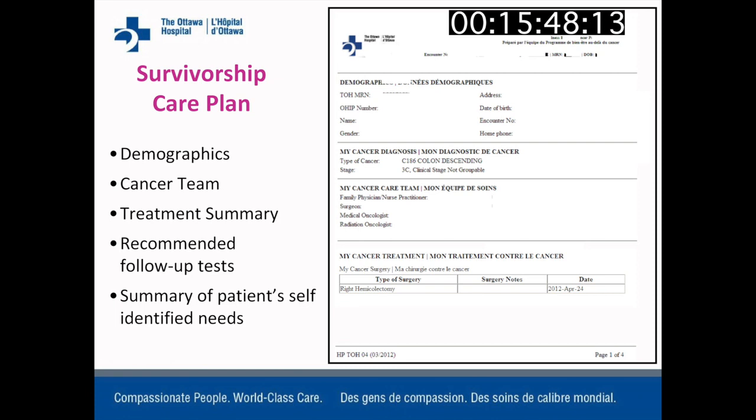And other patients have also mentioned that they'll scan the original document into the computer so that they're always able to have it available should they ever need it in the future.